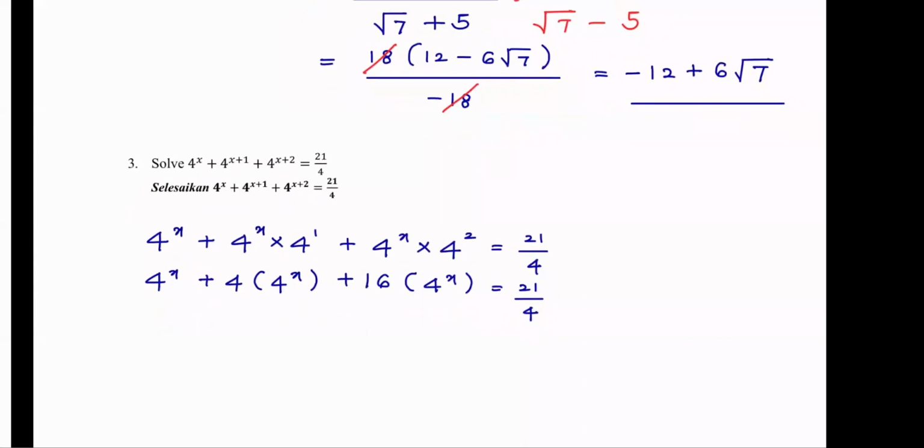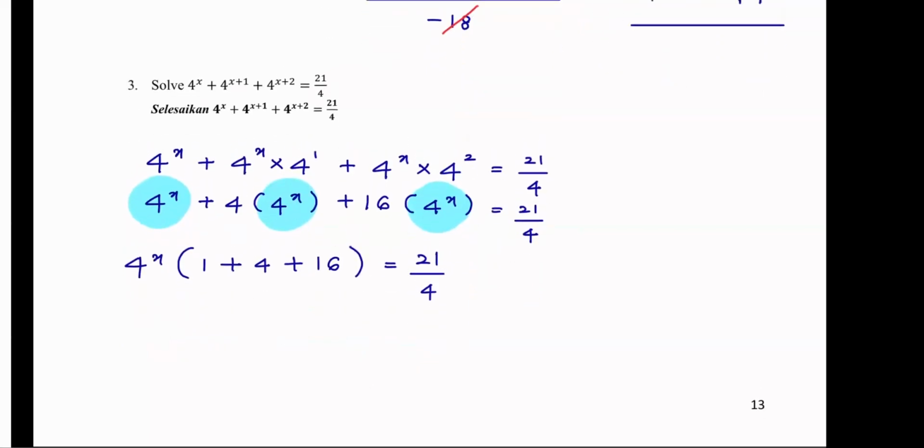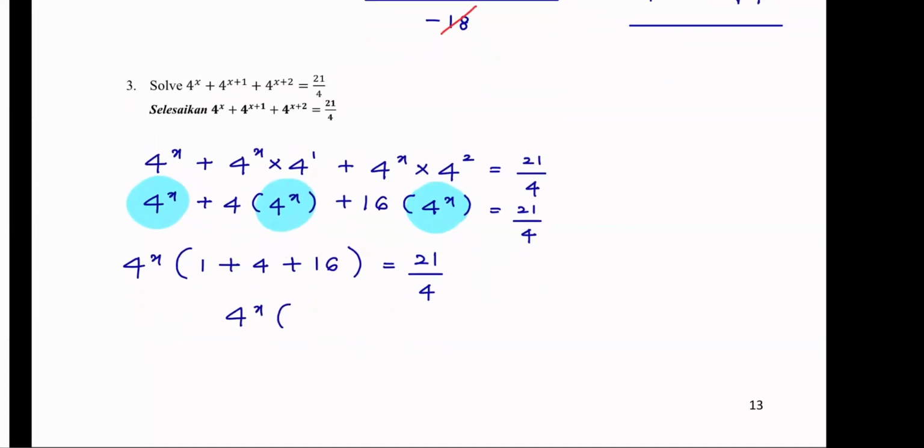Nampak tak? Tadi saya kata factorize kan? Go back to the factorization. Kan, saya kata factorize ni. Yang ni sama, ini sama, ini sama. Yang sama tu boleh factorize keluar. So you can take out 4x keluar. Dekat sini tinggal 1 tau. Depan ni 1. 1 plus 4 plus 16. So you're going to get 4x. So this one is 21.